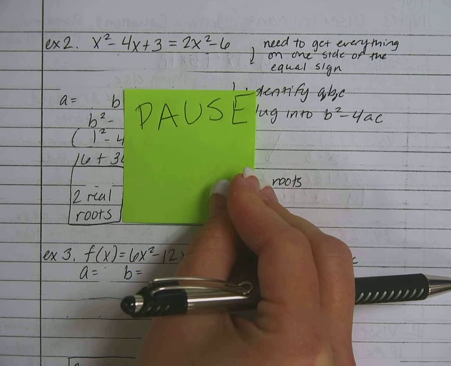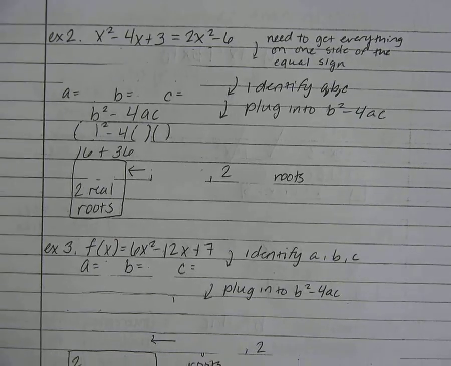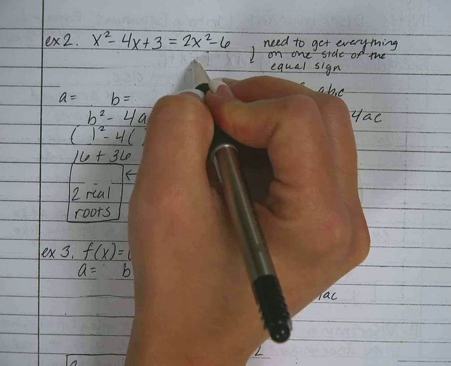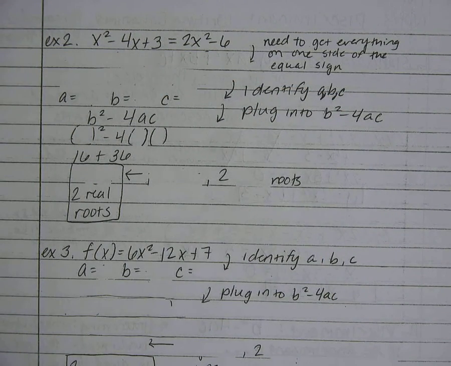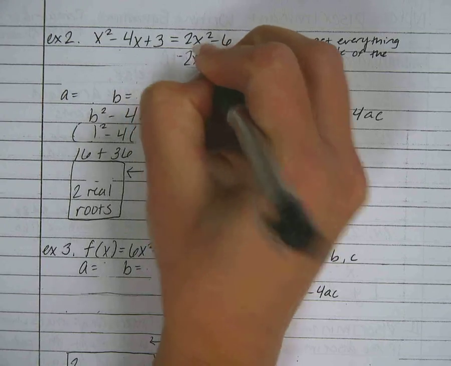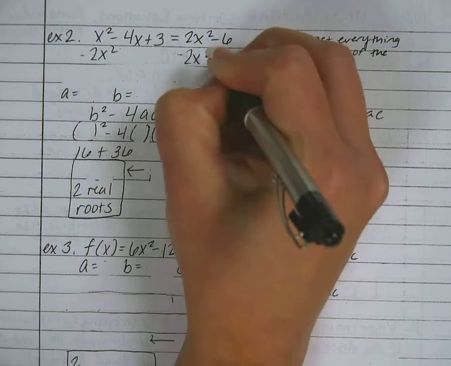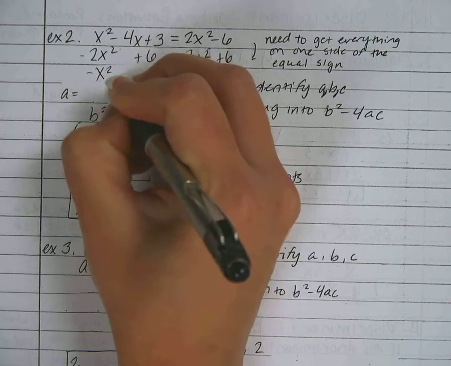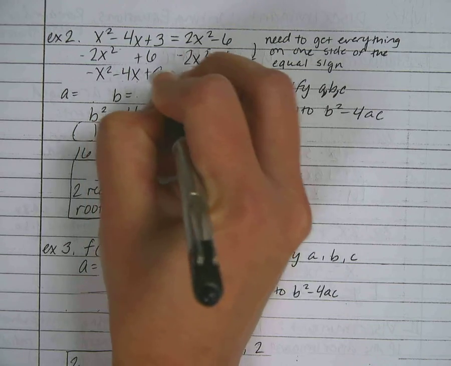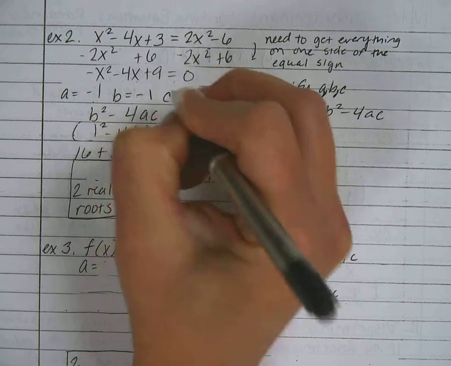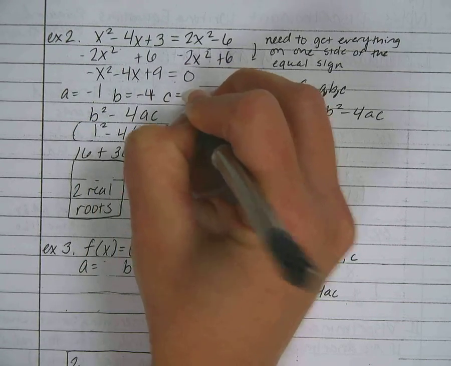Okay, now I'm going to go through it. So first, the big problem with this is it's not in standard form yet. So I need to get this one in standard form before I can do the discriminant. So we're just going to go ahead and say minus 2x squared to both sides and add 6 to both sides. So I'll have negative x squared minus 4x plus 9 equals 0. So a is negative 1, b is negative 4, and c is 9.